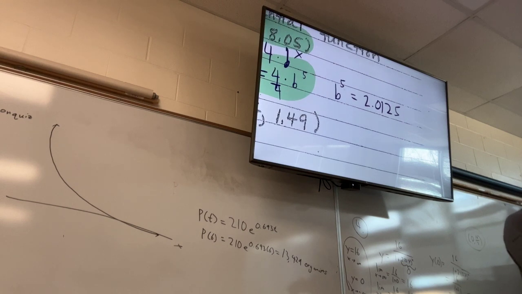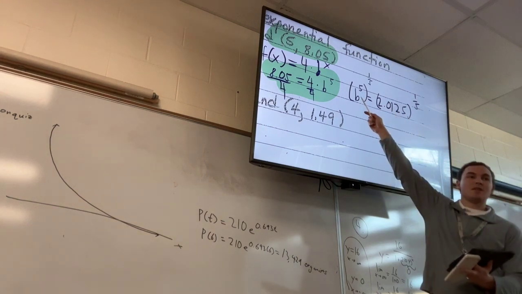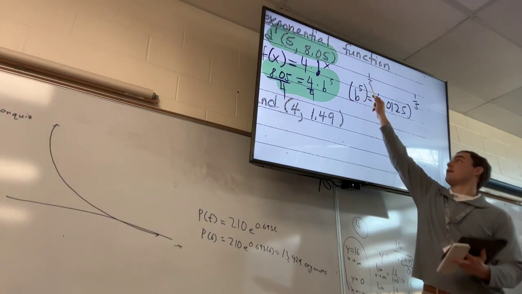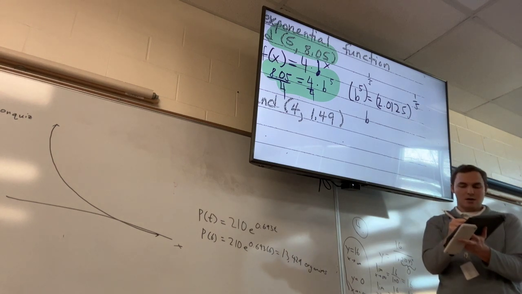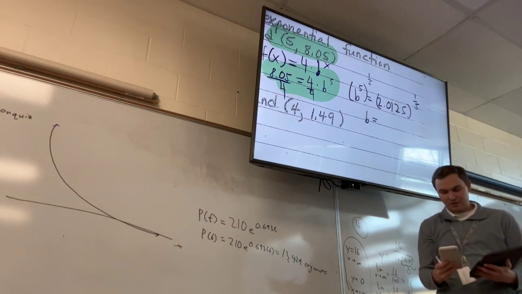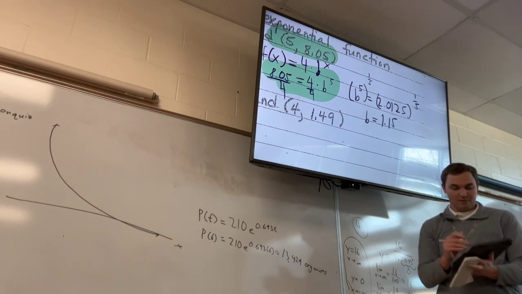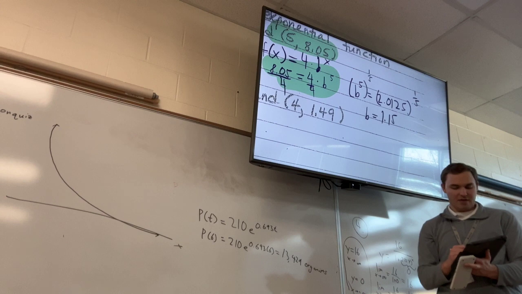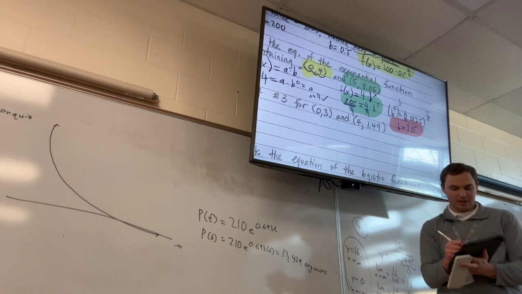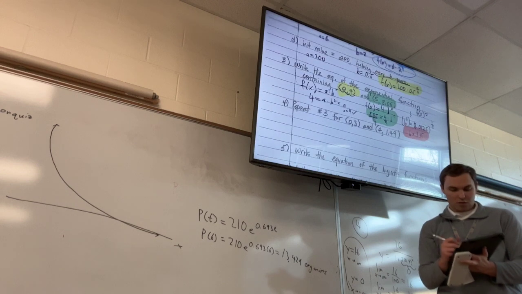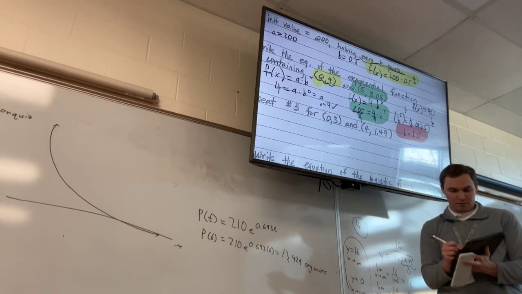1/5, right? So what I'm going to do is raise both sides of the equation to the 1/5. The left side becomes b to the 1. Do we see that? With 2 exponents with parentheses, you multiply them, so it becomes b equals 2.0125 to the 1/5, which is what? 1.15. We'll round it. 1.15. Okay, so that's our b. And now we have everything. We just plug the b in, and we have f of x equals 4 times 1.15 to the x.